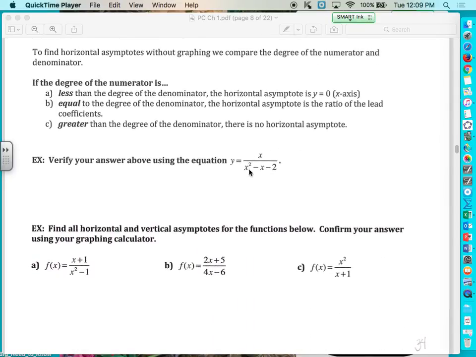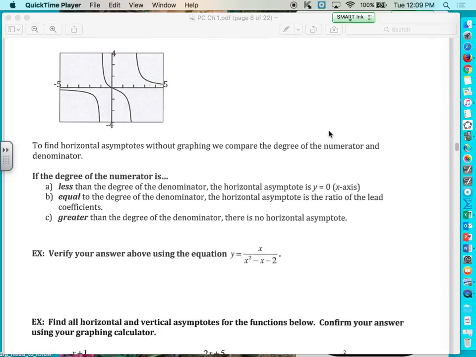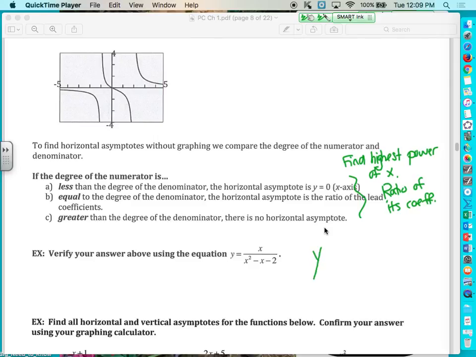So this is the equation for the graph that we're looking at right up here. Instead of this, I find the highest power of x in the problem, and then we want the ratio of its coefficients. So if you look at this problem, the highest power of x in this problem is right here.